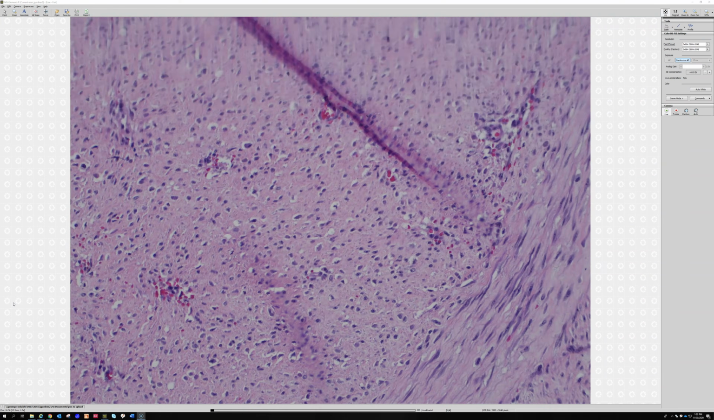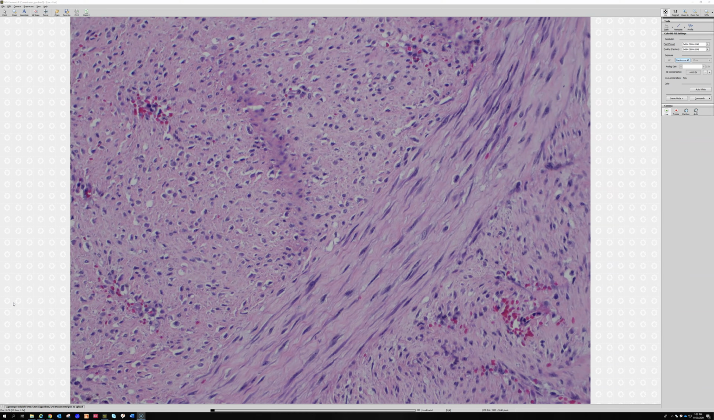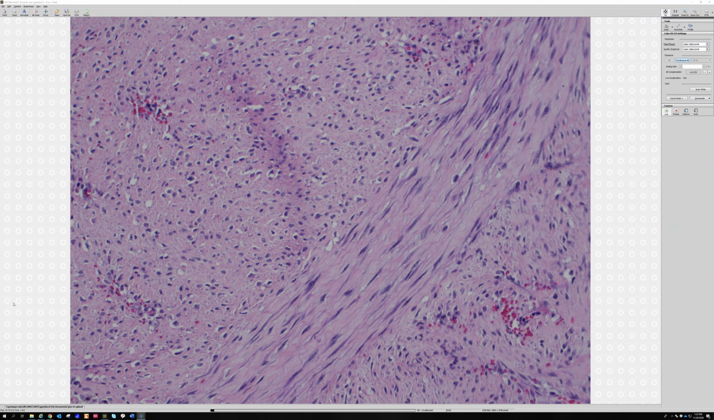And look here, this is another little pearl just to remember. Anytime we have fascicles, if you cut a fascicle longitudinally, it'll look like this.